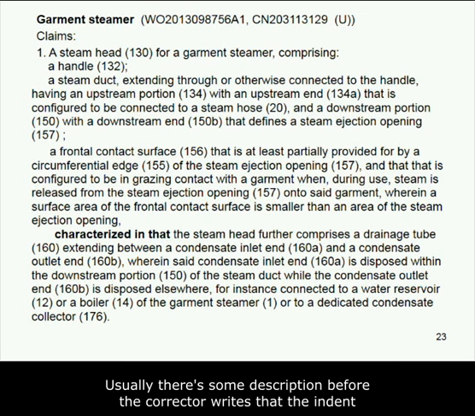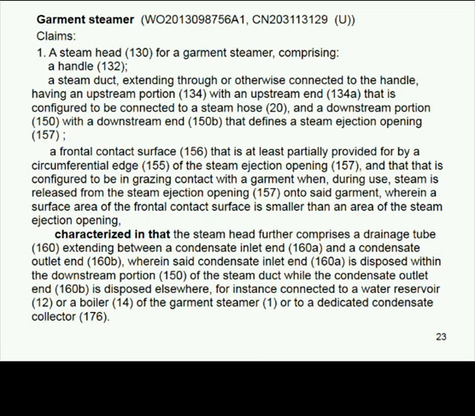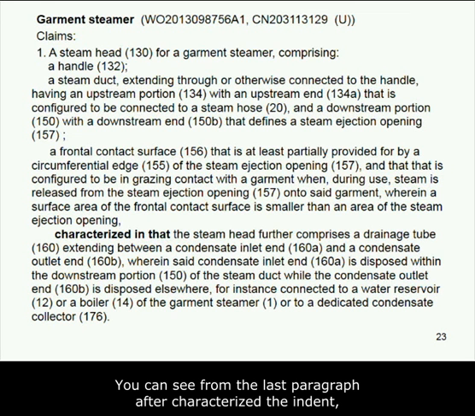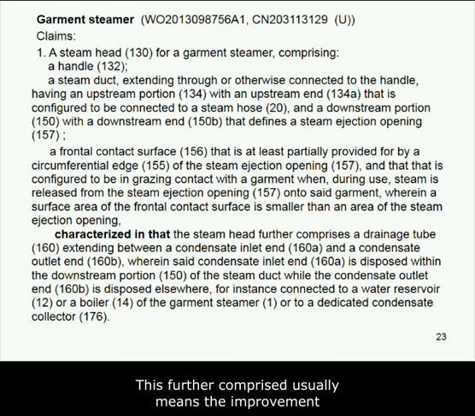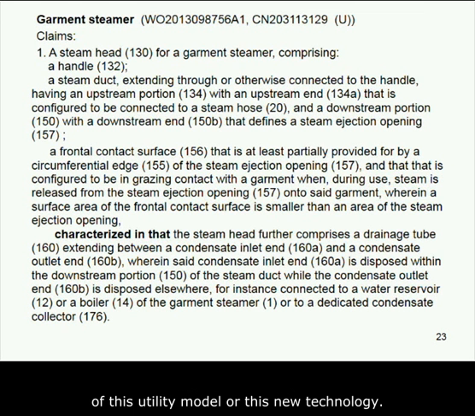there's some description before the "characterized in that." Such part belongs to the prior art. You can see from the last paragraph, after "characterized in that," the steamer further comprises. This "further comprises" usually means the improvement of this utility model or this new technology.